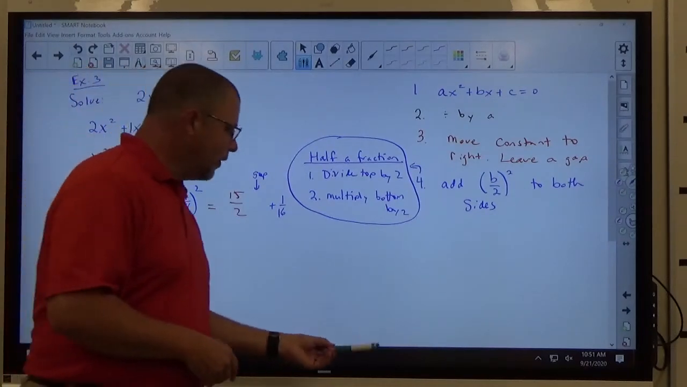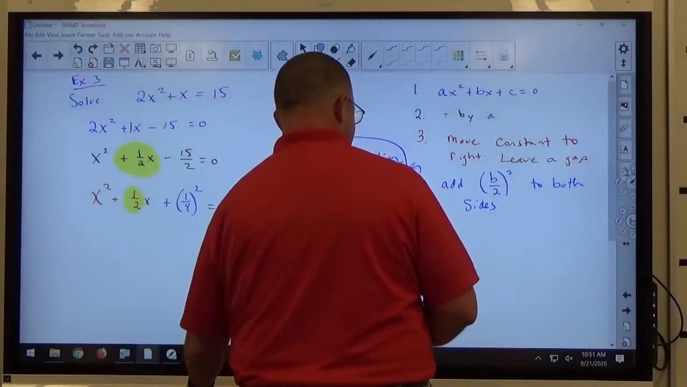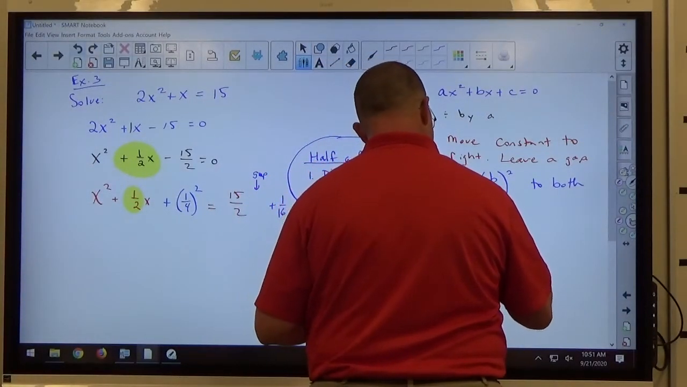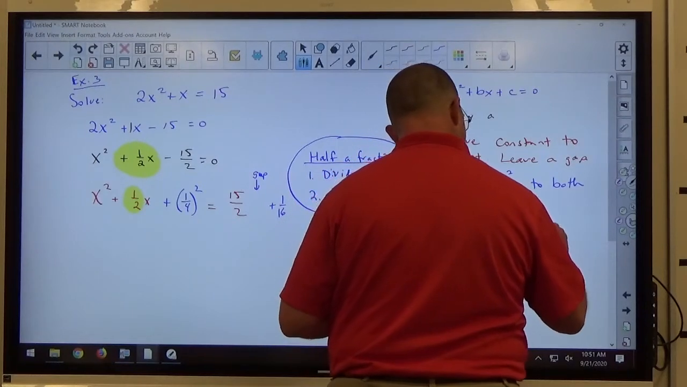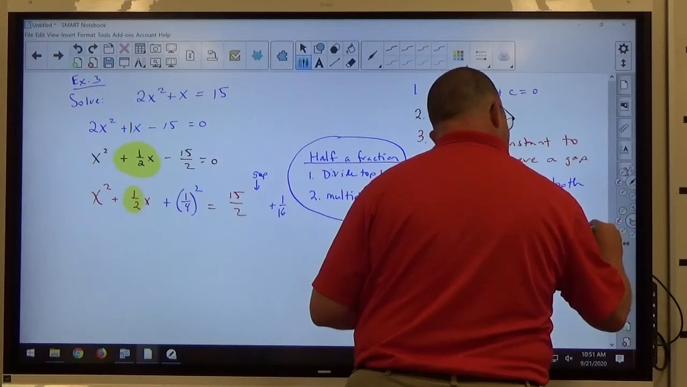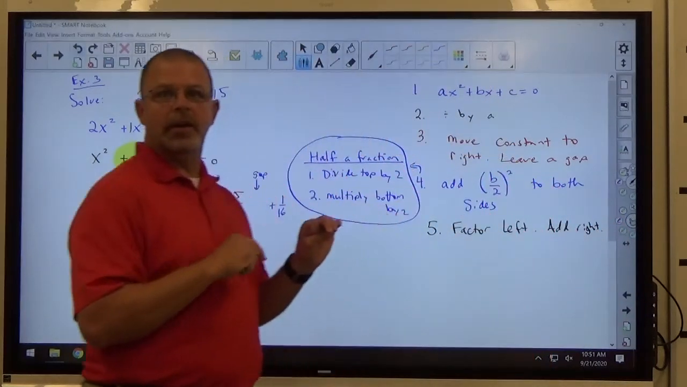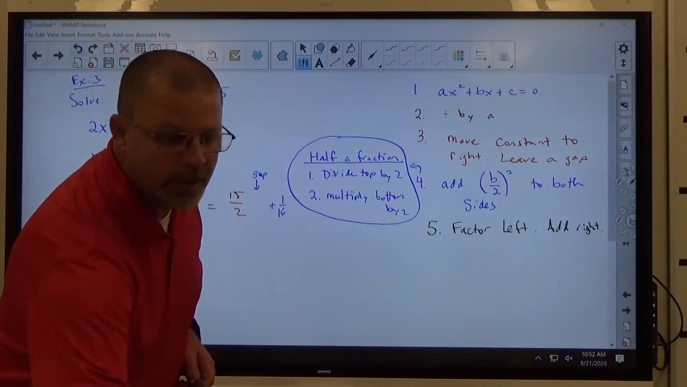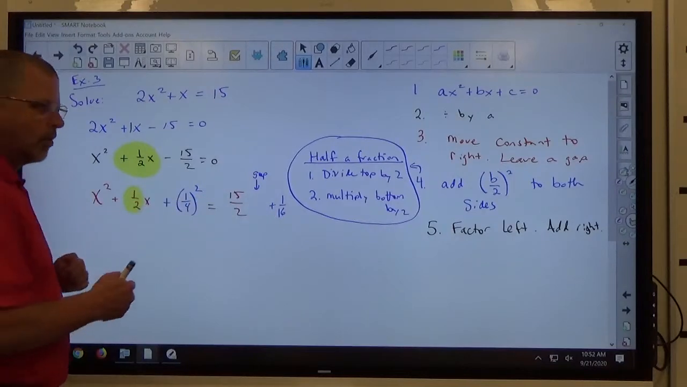All right, so the next step, step 5, is going to be factor left, add right. Be careful with the word add. It's algebraic addition. The signs determine add or subtract. So if the signs match, we add. If the signs are different, we subtract. In this case, the signs match, right? So these I'm going to add.